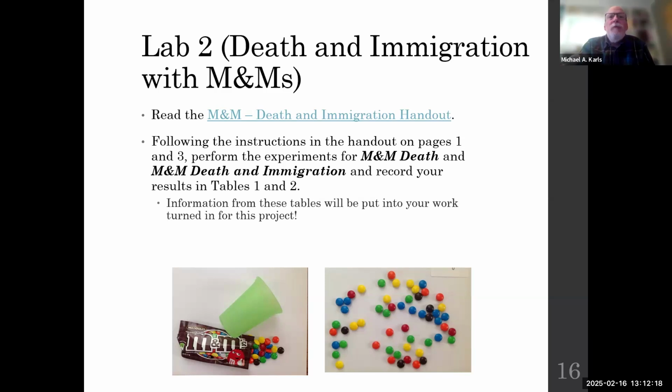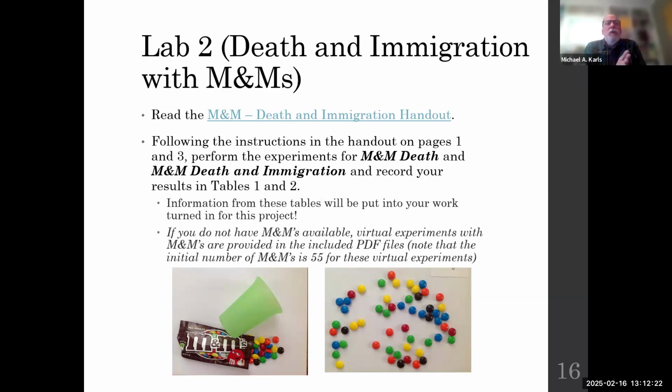And information from these tables will be put into the work the students are turning in. I have also given this project to students during the COVID era with the pandemic, so we were doing everything virtually. So there are slides that illustrate doing the experiment virtually. You can go through each slide in a PDF file and look at how the M&Ms are removed at each step. The up-Ms you take out are considered to have died.